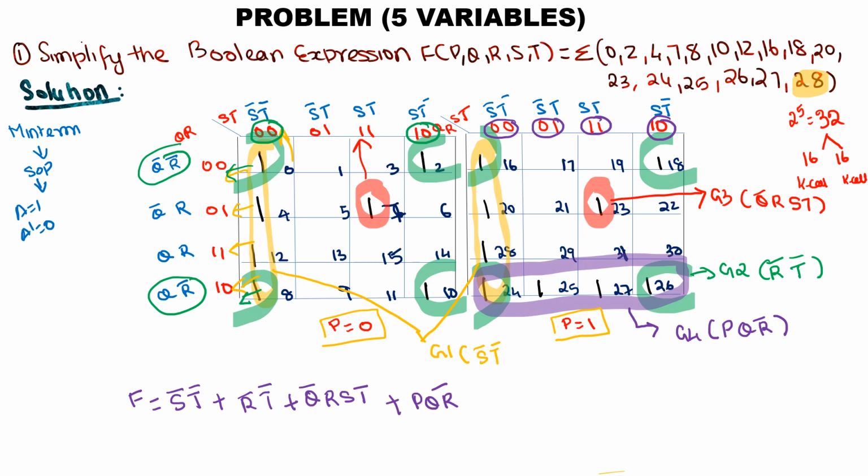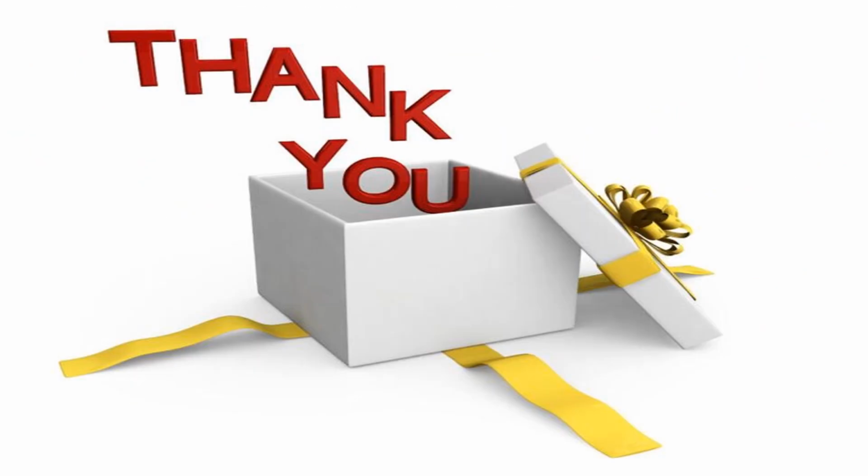So this is how we need to solve problems under 5 variables. I hope you have understood how we are supposed to simplify a K map for 5 variables.